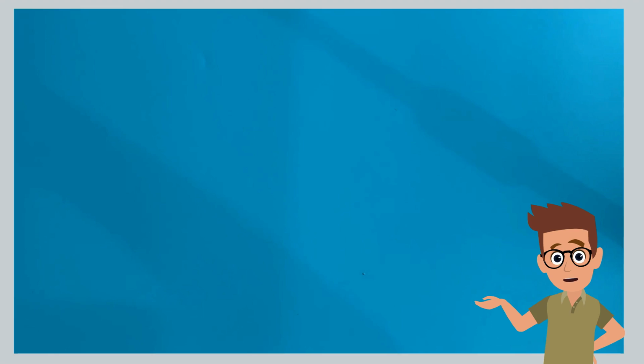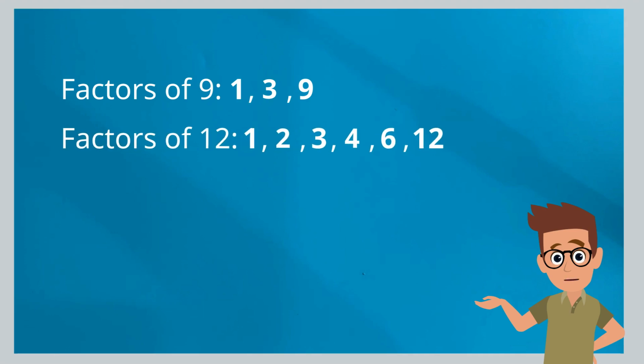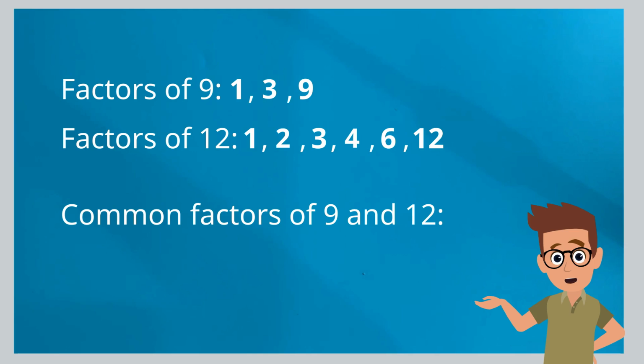What are the common factors of 9 and 12? The factors of 9 are 1, 3, and 9. The factors of 12 are 1, 2, 3, 4, 6, and 12. So, the common factors of 9 and 12 are 1 and 3.